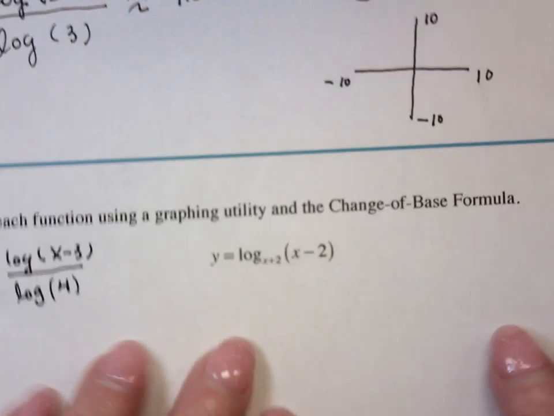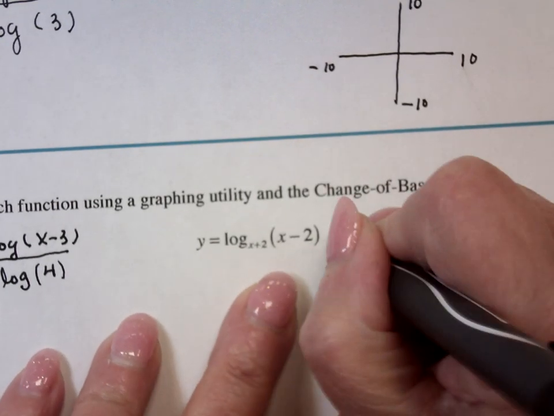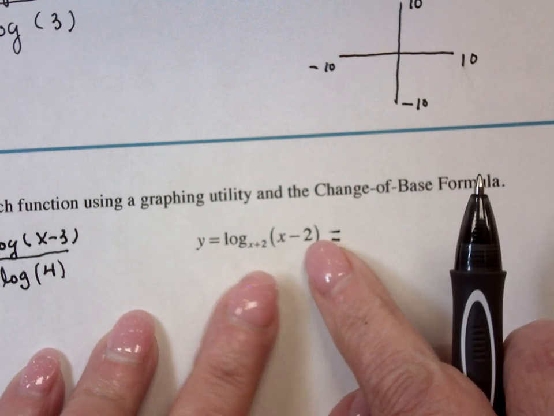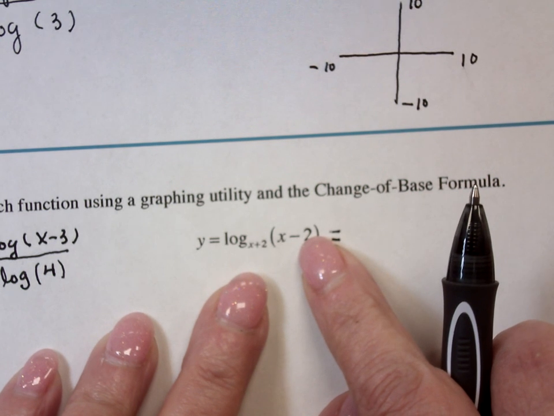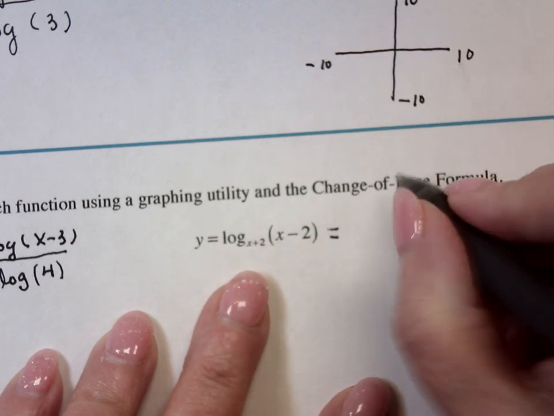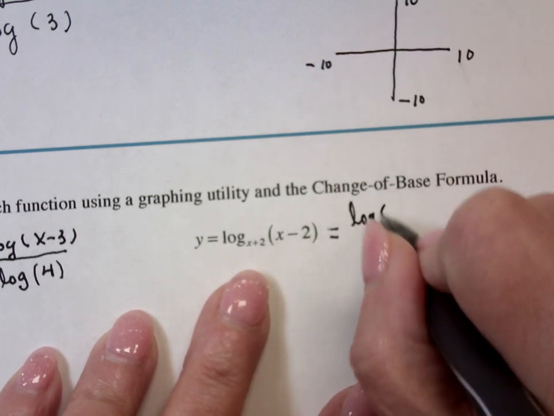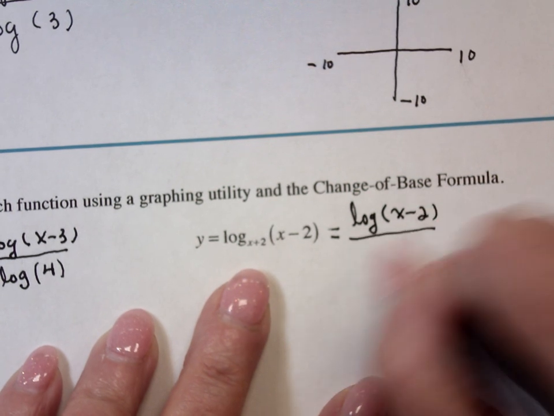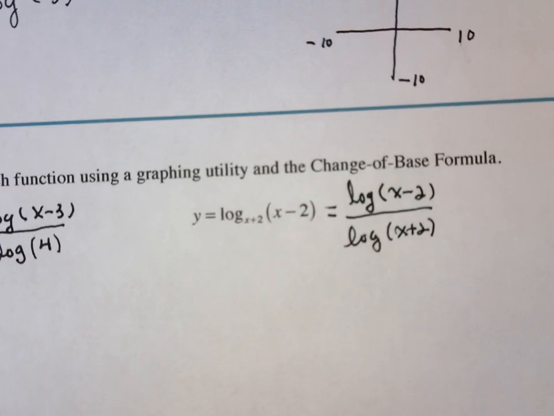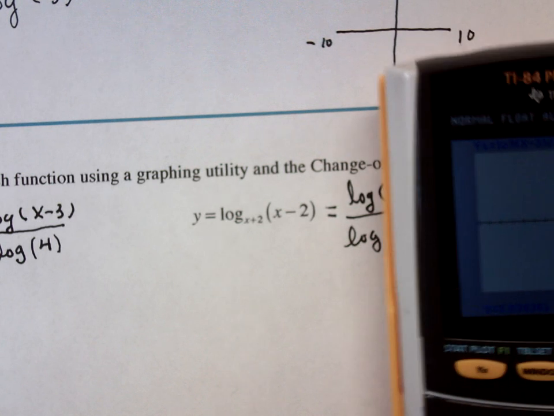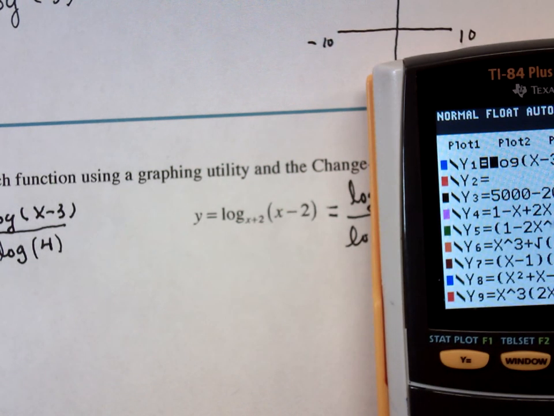If I want to graph this, it would not be much fun at all. And you're going to say, why? This guy is changing. The base changes, the argument changes. You put an x in, every time you're going to get a different base, every time you're going to get a different argument. So this then becomes the log of the argument divided by the log of the base. So under the y equal menu, the argument is x minus 2, so I can use that guy. And now the base is x plus 2.